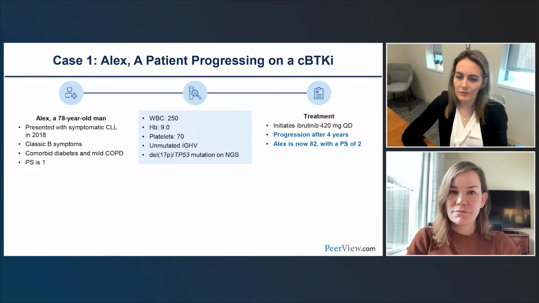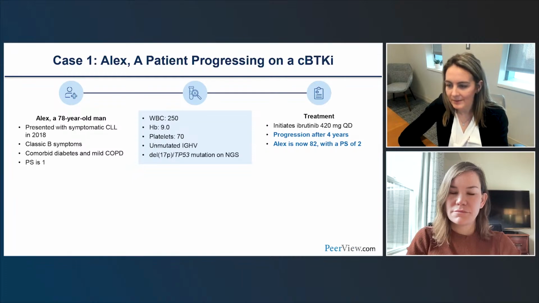For initial treatment, he initiates ibrutinib at standard dosing of 420 milligrams daily. After 4 years on covalent BTK inhibitor therapy with ibrutinib, he has disease progression. Now at age 82, he has a performance status of 2. We're going to delve into potential treatment options here.